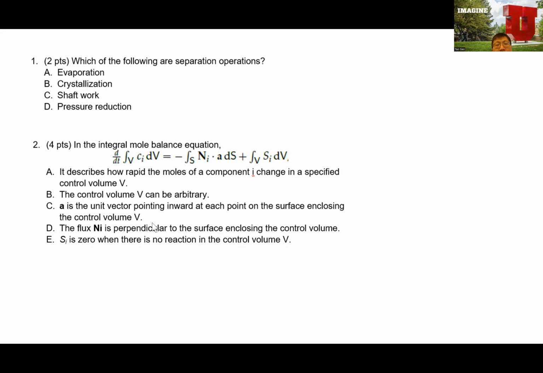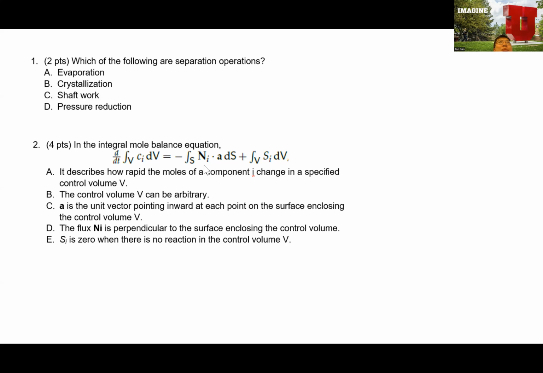The next is that the flux Ni is perpendicular to the surface enclosing the control volume. This is not true, right? Because the control volume is what we pick. It can be arbitrary. So the direction of the flux Ni is not necessarily perpendicular to the control volume, because like I said, the control volume is arbitrary. So this is wrong. That's why we need to do a dot product here.